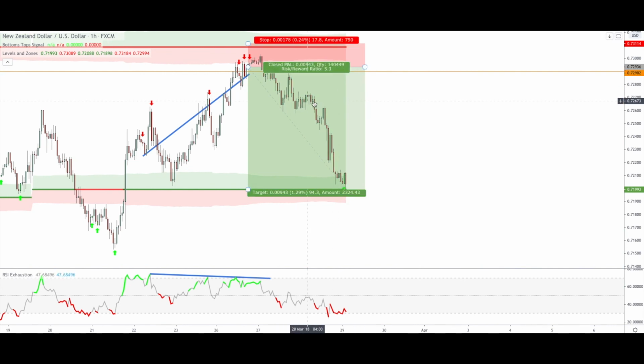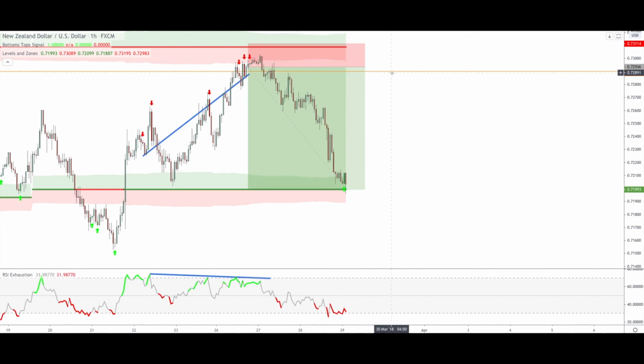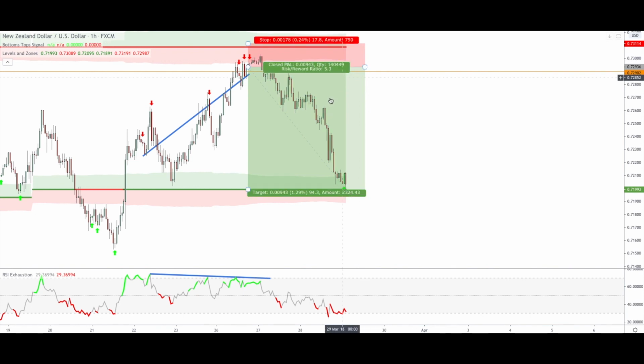Moreover, when the price went down and I saw this price action here, I moved my stop loss to break even. So I was in a risk-free trade, absolutely safe trade, but with an amazing return.